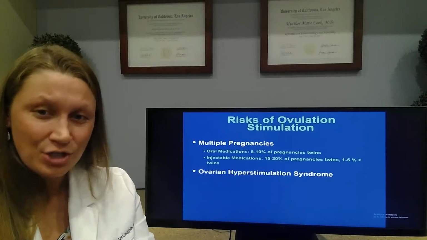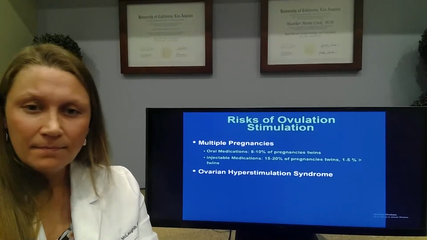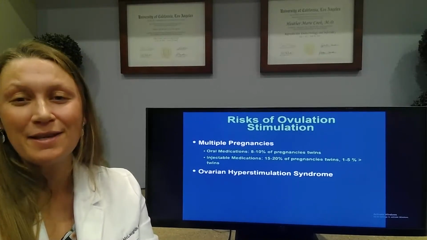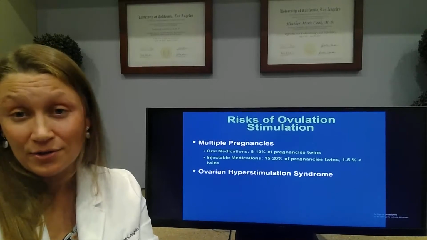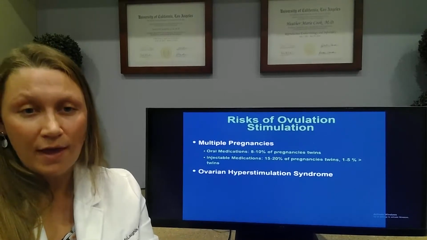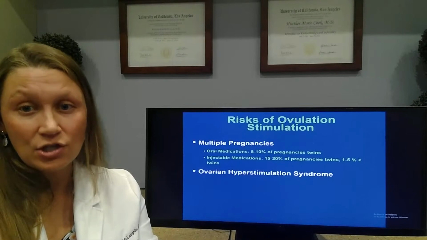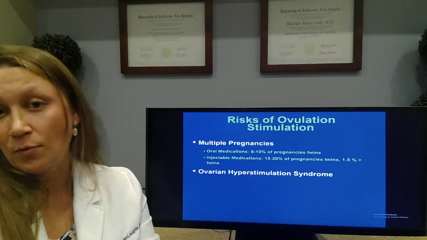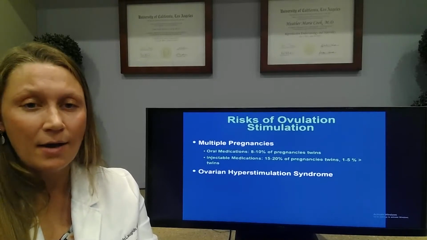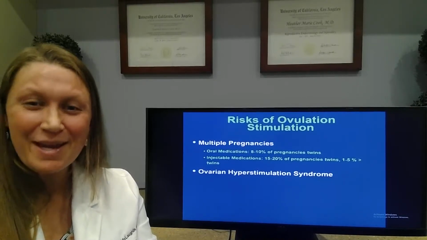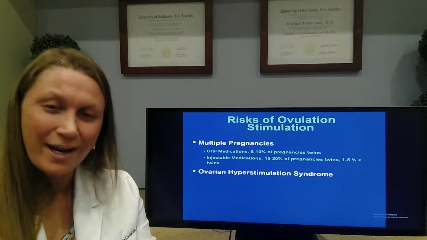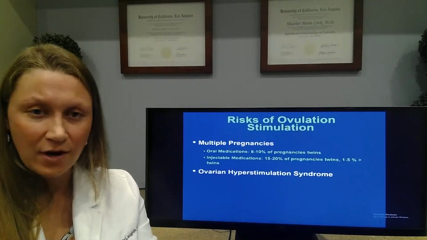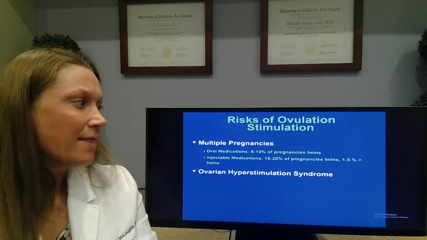When we add in the injection medicines, they do have higher success rates, but the downside of injections is that they also have higher multiples rates. That multiple rate goes to about 15 to 20%. So again, that's one of the really important reasons that we're monitoring you during this time. We need to know how many follicles you're forming so that you form an appropriate number. We're getting a nice response, but also not an over response. And so that's why it's very important, again, to monitor.